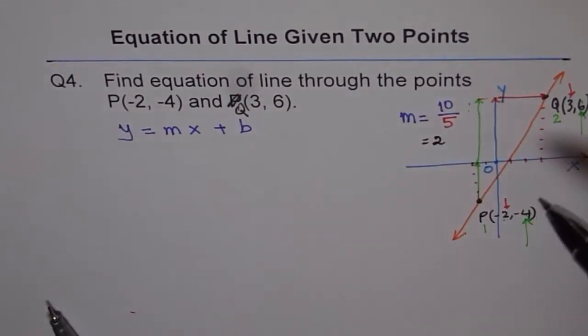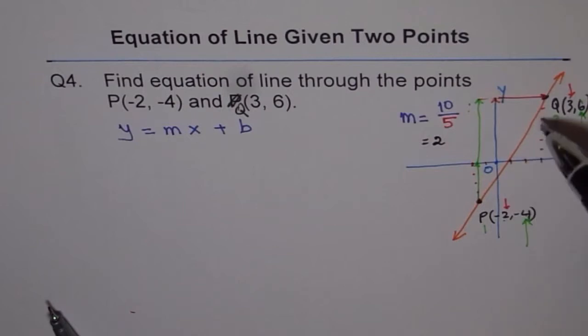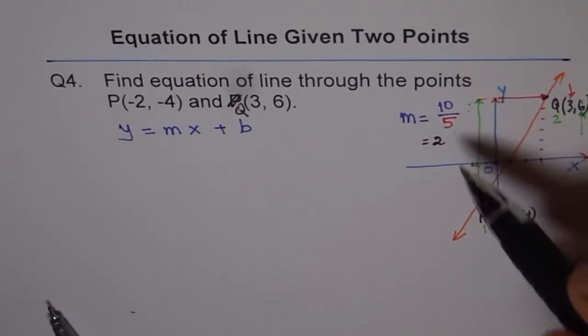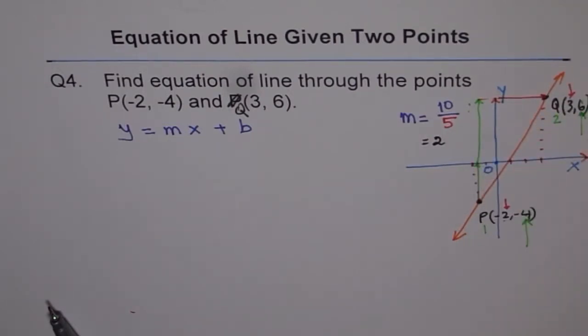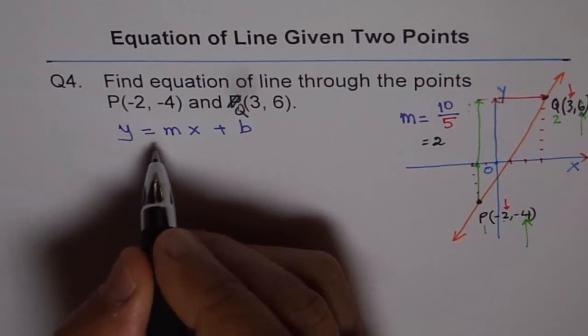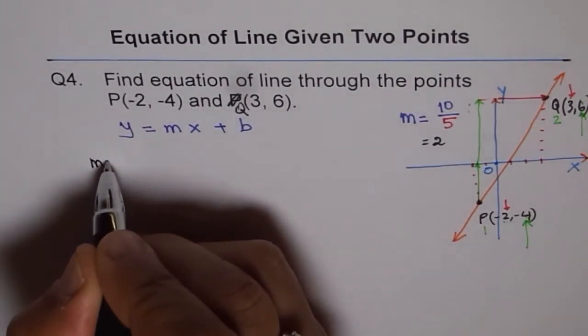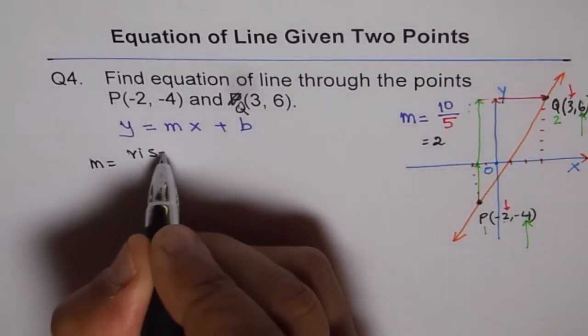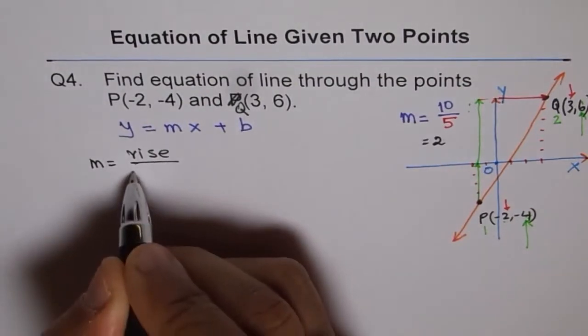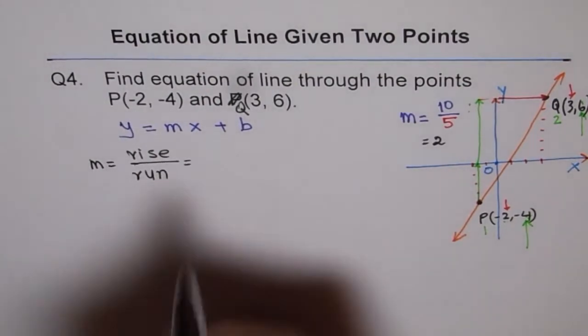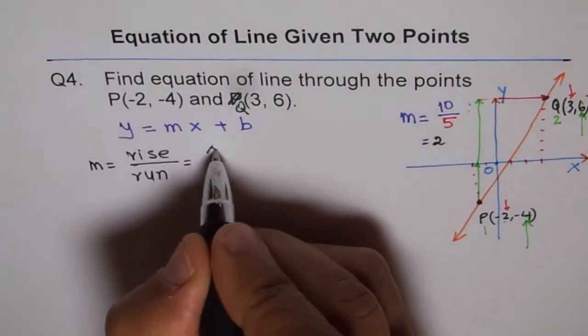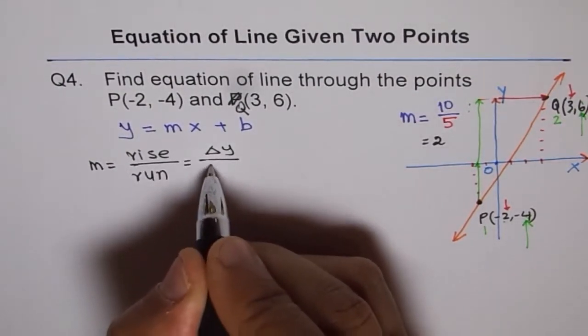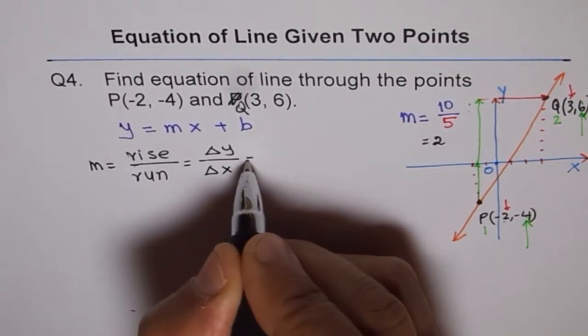Remember, any 2 points on this line will always give us the same slope. That is kind of interesting in a line. Okay? Now, let's find the slope algebraically. We can write m as rise over run, just as we did. And algebraically, rise is the difference in value of y divided by the difference in value of x.